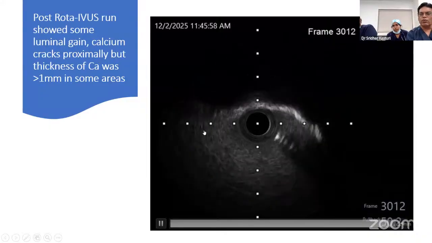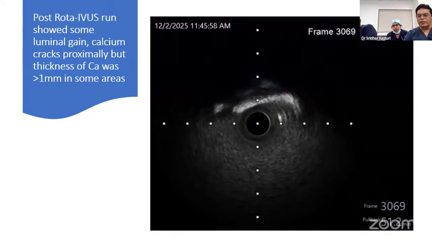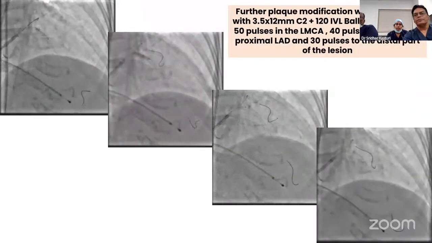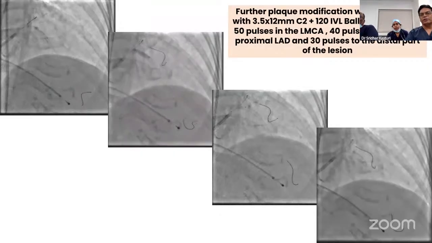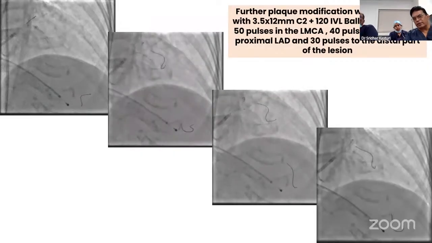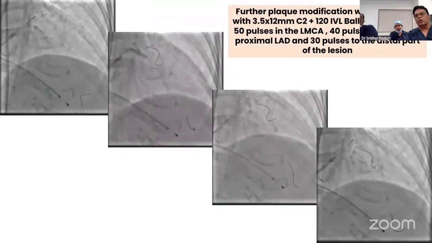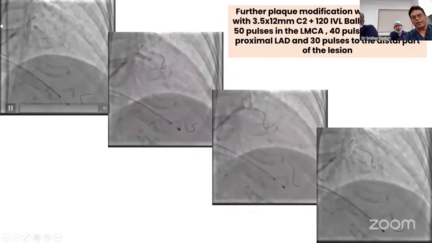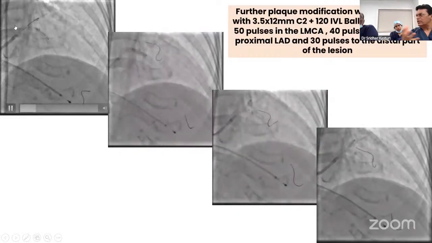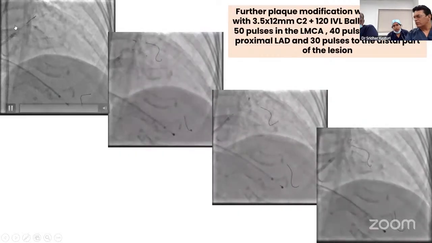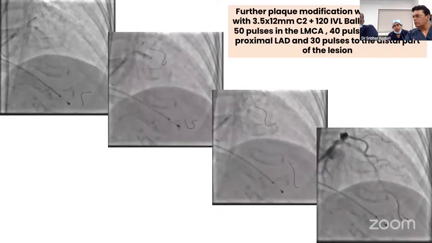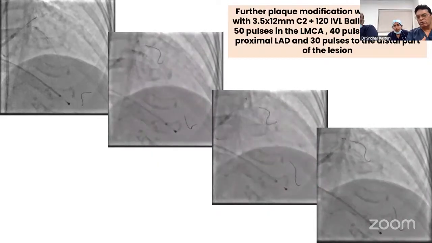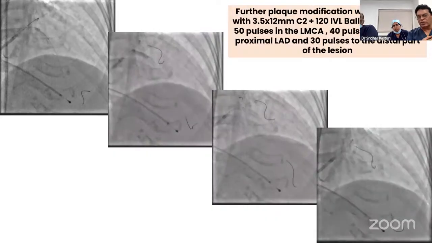So now we will show the next image. Now what we have planned is a C2 plus 120 IVL balloon. So now the maximum area of calcium, the LAD ostium, is our target. This is a targeted therapy. See distally, not that much calcium and that is relatively shaved, and a large calcium nodule in the LM.